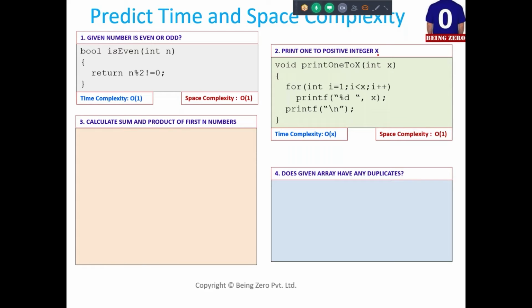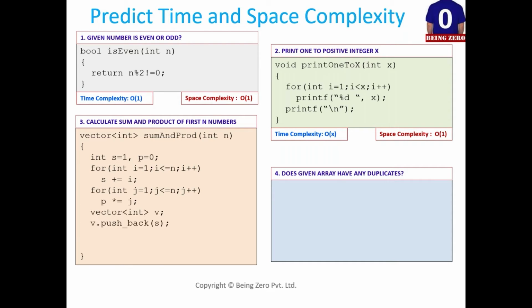Third one, calculate sum and product of first n numbers. We have to calculate sum of first n numbers and product of first n numbers. I'll show you the code because there is a bug here in the code. And one more concept this code is covering is, here we have to return two values.